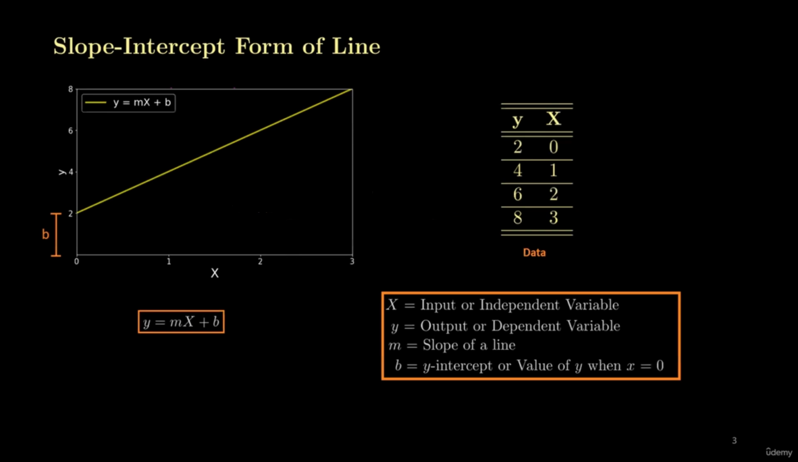So in this lecture, we will see about the origin of regression. We will discuss from where the concept of regression arises. The concept of regression arises from the concept of a straight line. That's why regression is not a very new topic in machine learning.